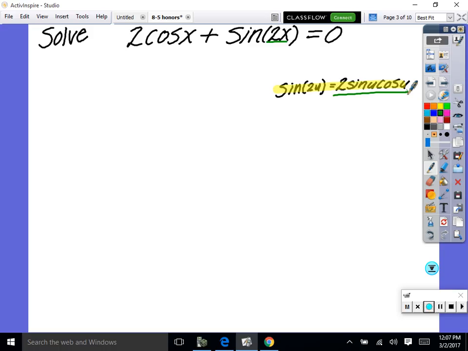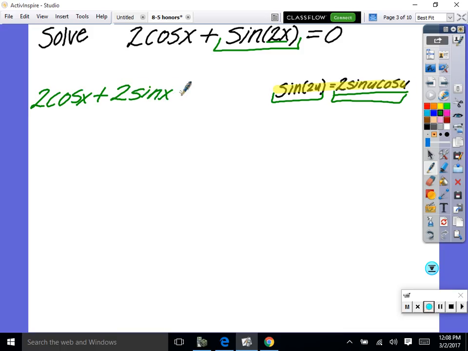So this is the same thing as 2 cosine of x, plus, instead of writing it as sine of 2x, we're going to write it as this. So it'll be plus 2 sine of x cosine of x. Now we can solve it because now they all have just x's. So everybody see the benefit here? The u is interchangeable, so it could be any variable. So 2 theta, it could be splitting up, same thing. Everybody good?